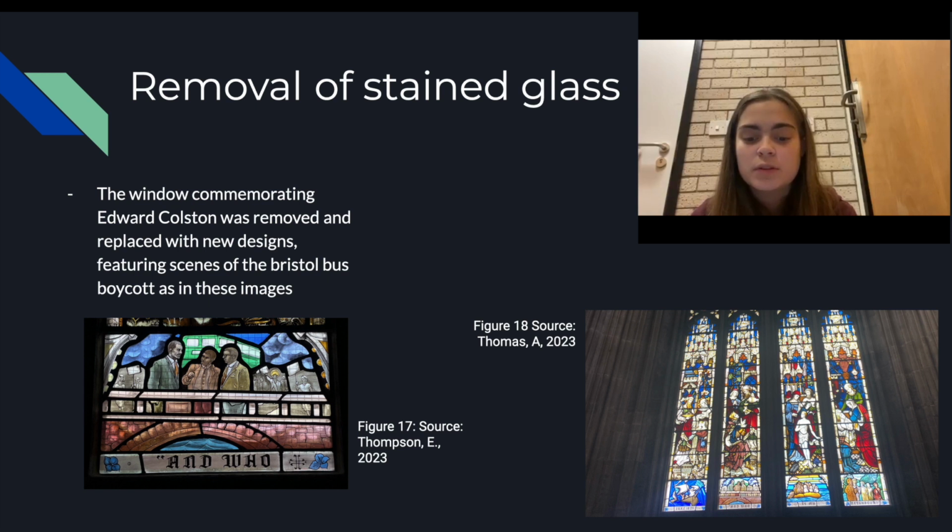Permission to install these windows was then given in March 2022, and by speaking to a member of staff at the church, we discovered that the new piece was not confirmed by the church until the 5th of November 2023. So it was not officially part of the building until then.